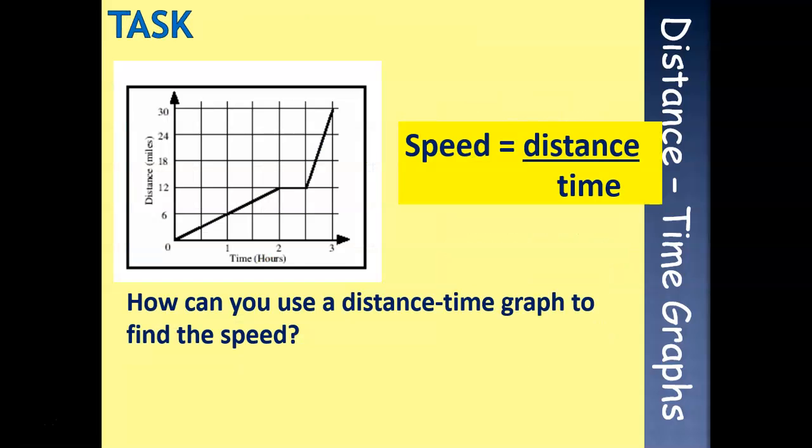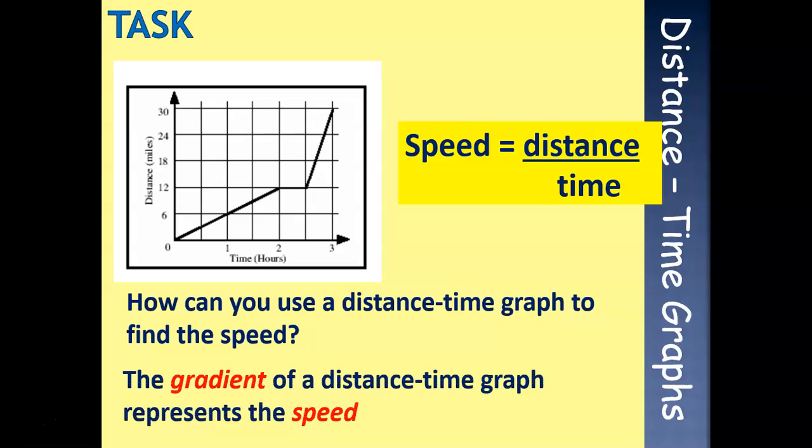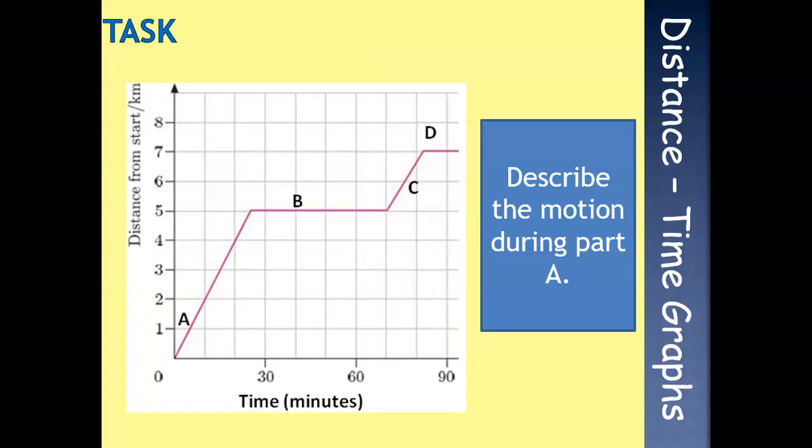Okay, how can we use the distance time graph to find the speed? Well, looking at that there, we can use a distance time graph because the gradient of a distance time graph represents the speed. So whenever there is a slope on there, we can work out the gradient. That's the distance up divided by the distance across. Use your axis and your figures to work those out.